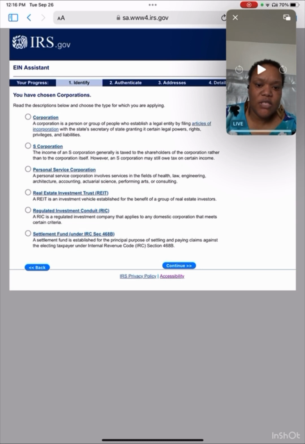Real estate investment trust is a REIT. It is an investment vehicle established for the benefit of a group of real estate investors. Regulated investment conduit. A RIC is a regulated investment company that applies to any domestic corporation that meets certain criteria.